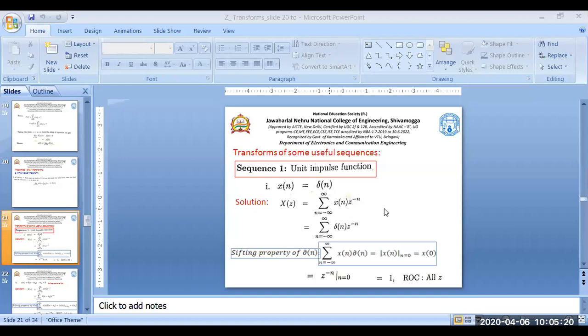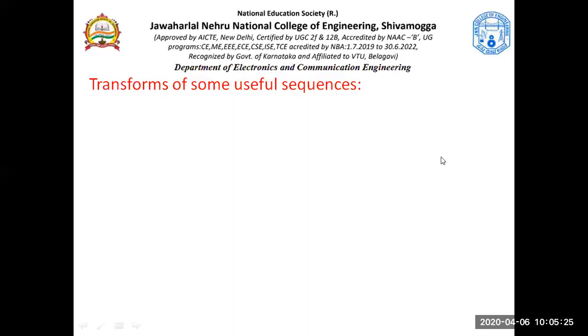So this is what I'm going with today: transforms of some useful sequences. Till now, we have seen the Z transform of finite sequences and infinite sequences. Some of those sequences are going to be repeated here. If such signals come, I'll not be doing the whole transform operation, I'll just be recalling whatever we have done earlier. So let's see which signal we're going to take first.